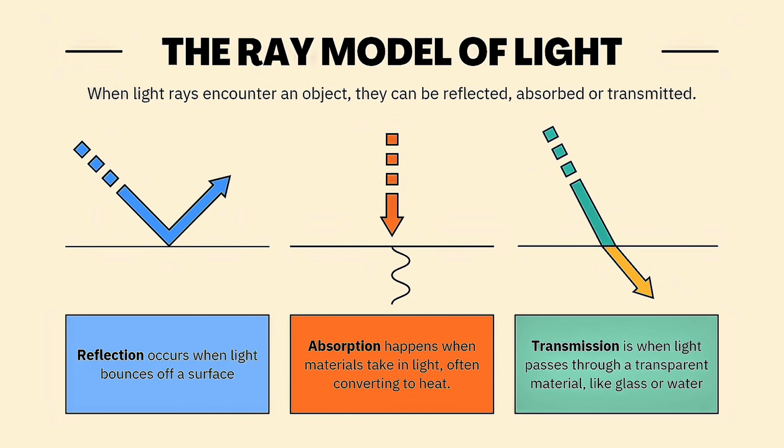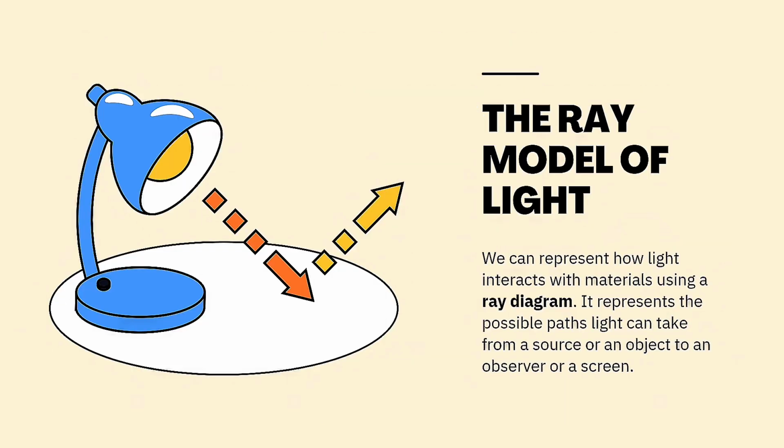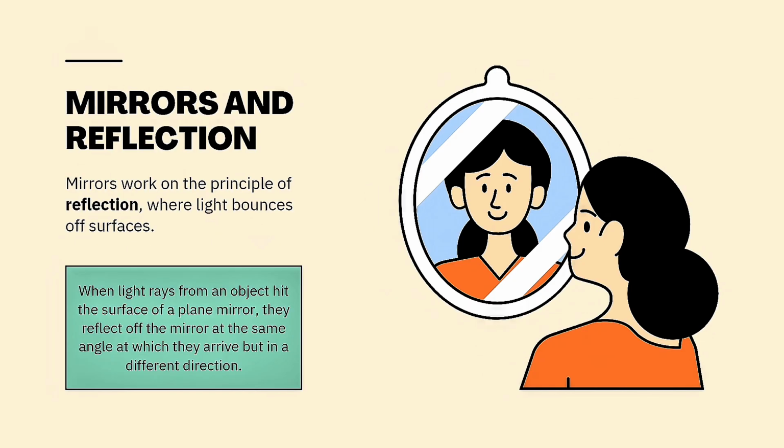Now let us understand ray diagrams. A ray diagram is a drawing that shows the path taken by light rays. It helps us understand how light travels from a source to an observer or a screen. Ray diagrams are very useful for studying mirrors, lenses, and cameras. Now let us move to mirrors and reflection.